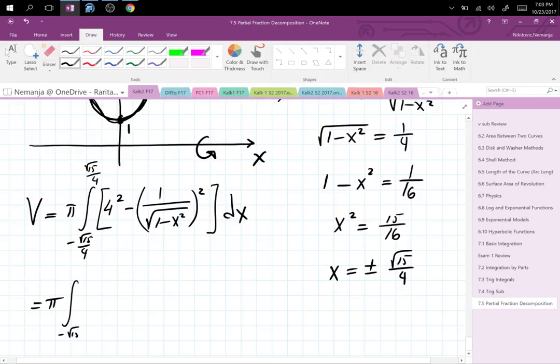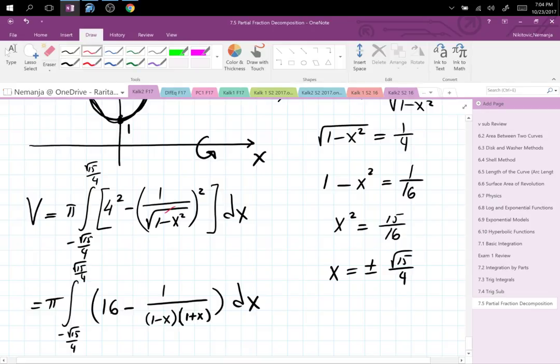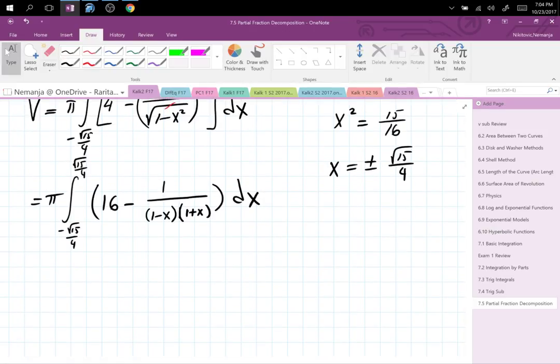So negative root, oh, it's going to be annoying to write every time. So what do we have? We have 16 minus 1 over, and we can factor 1 minus x, 1 plus x, dx. Now the square would kill the square root. Now when you're integrating this, you see that you need partial fraction decomposition for the second one, right?